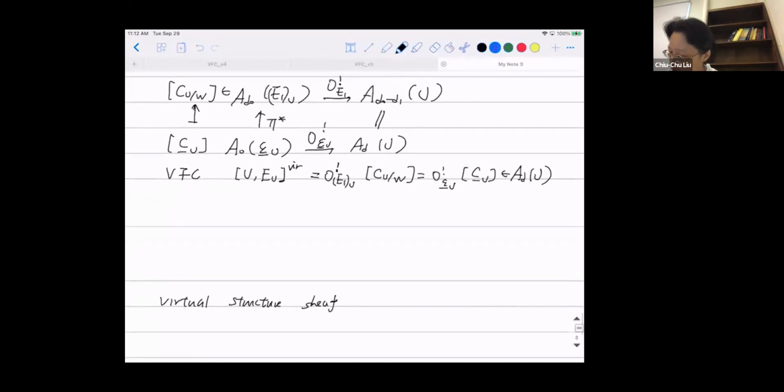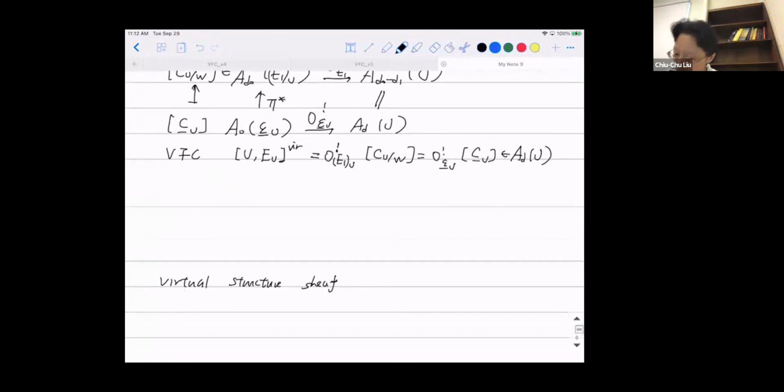The intuition is that we take the total space of E1 and we intersect the normal cone of U in W with the zero section U. So now this virtual structure sheaf determined by E_U is: we consider the structure sheaf of the zero section and the structure sheaf of the normal cone, and we take the derived tensor product.